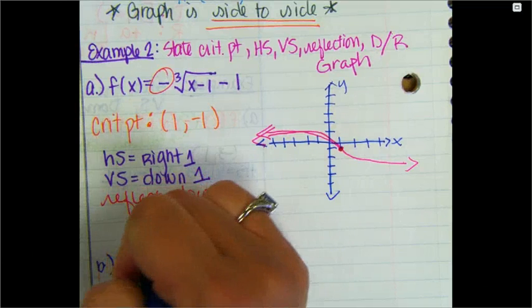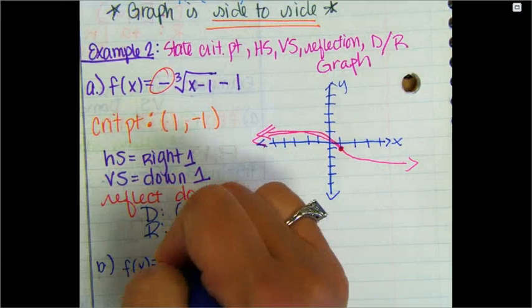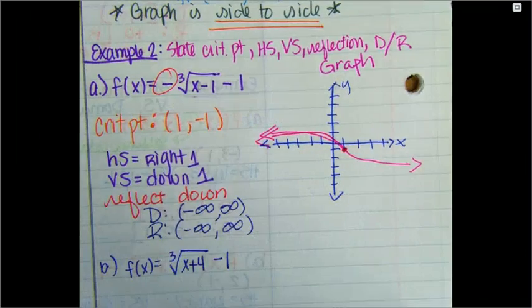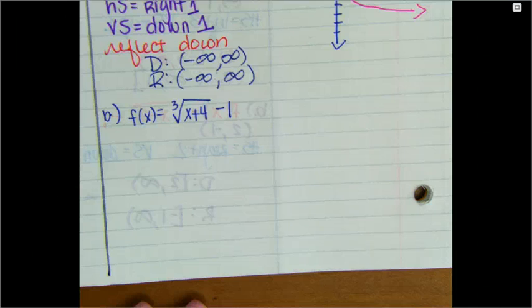f of x equals the cubic root of x plus 4, minus 1.